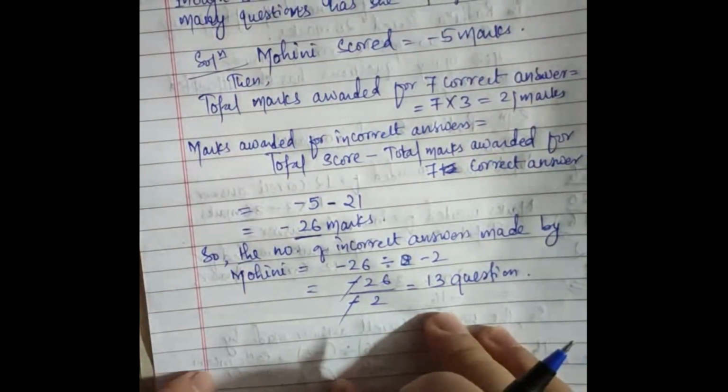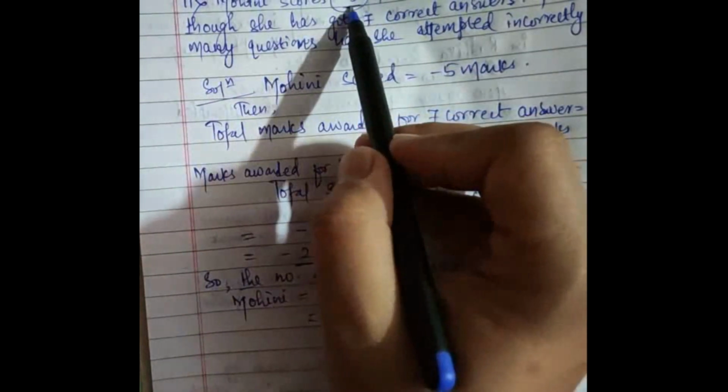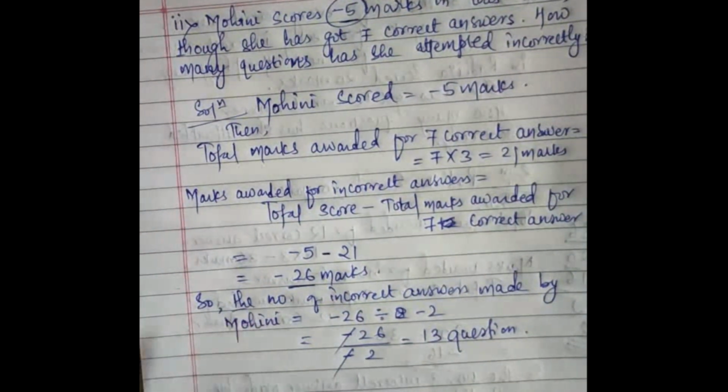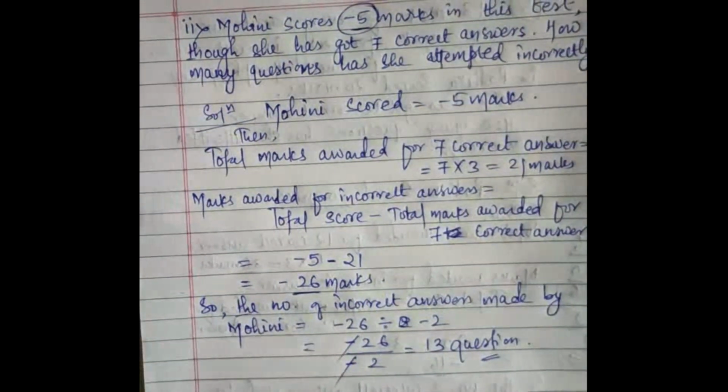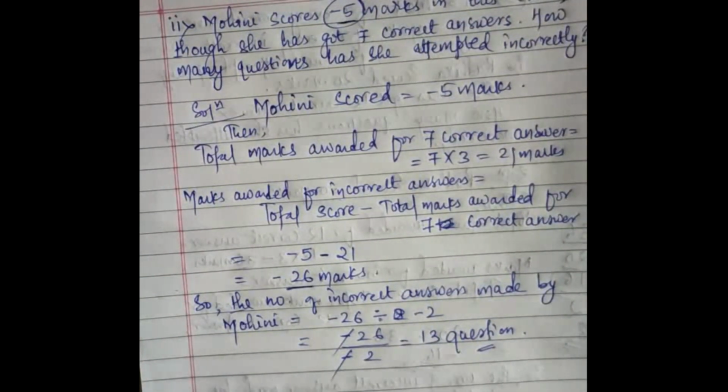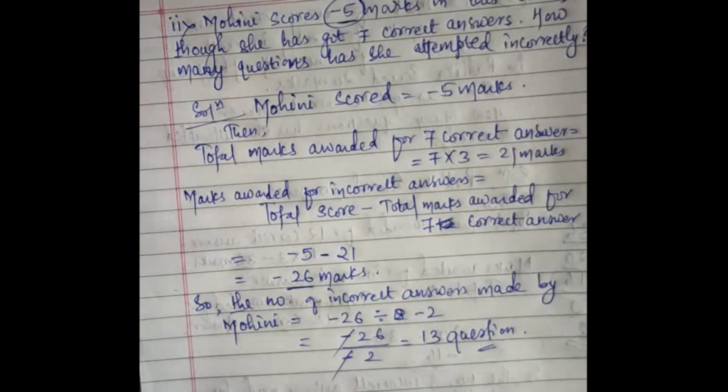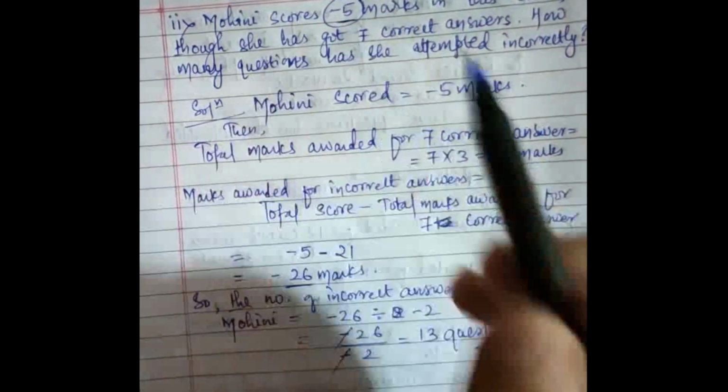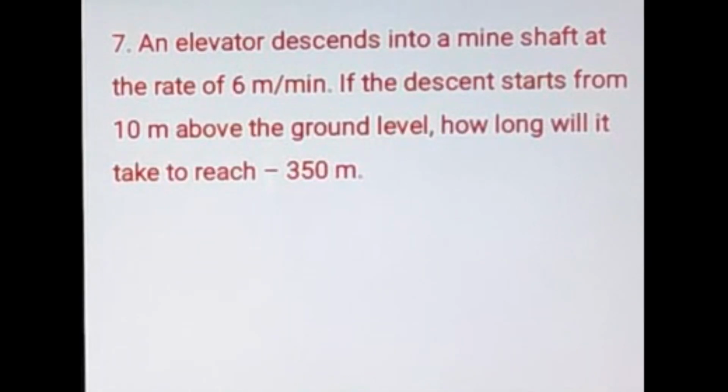That is why she got minus 5 at the last. Alright. The 13th question was not the correct one, it was the incorrect one. That is why she got minus 5. Okay. Students, don't be like Mohini. Be clever, study, practice. So that you will get proper marks, not like Mohini. Understood? So students, we are over with question number 6.